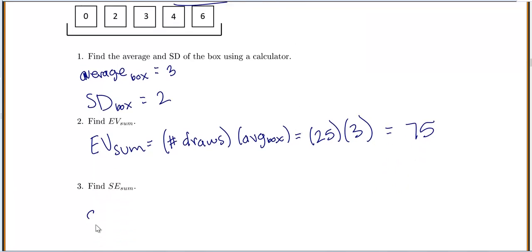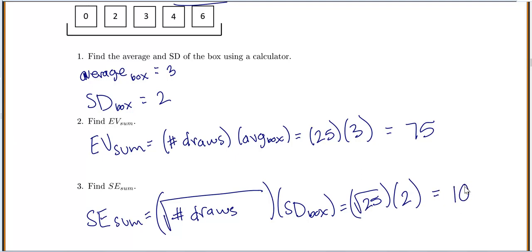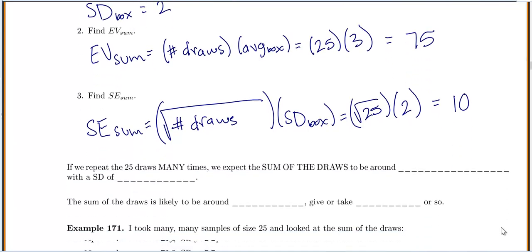Now for the standard error, that's going to be the square root of the number of draws times the standard deviation of the box. So this is going to be the square root of 25 times the standard deviation of the box, which is 2. This gives me 10. So we found the expected value and the standard error.